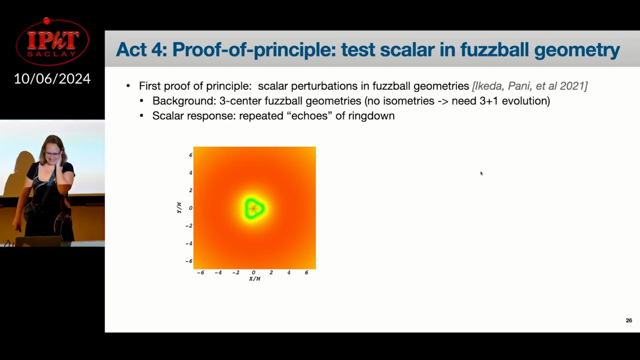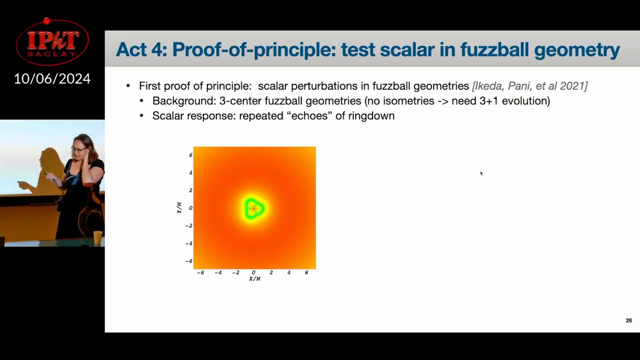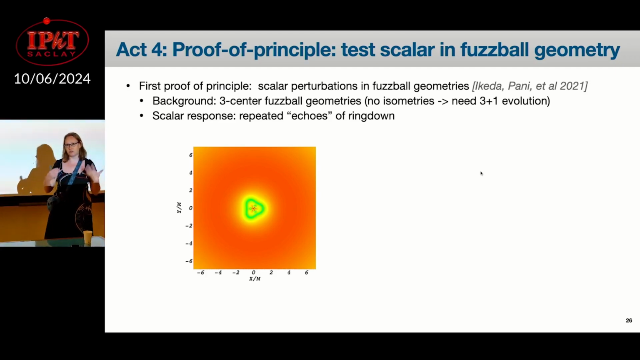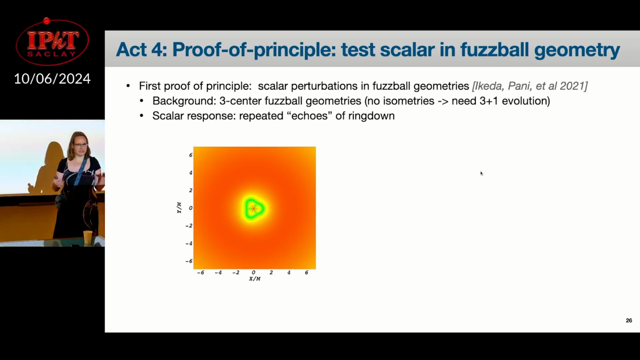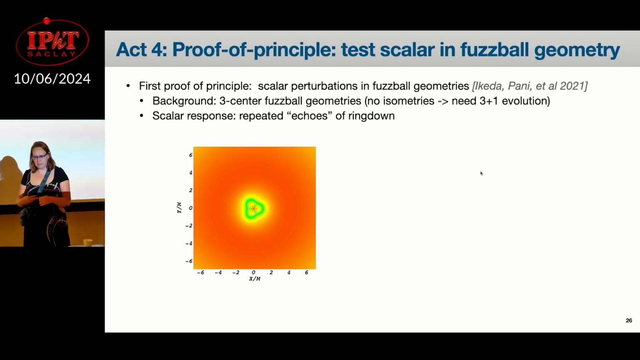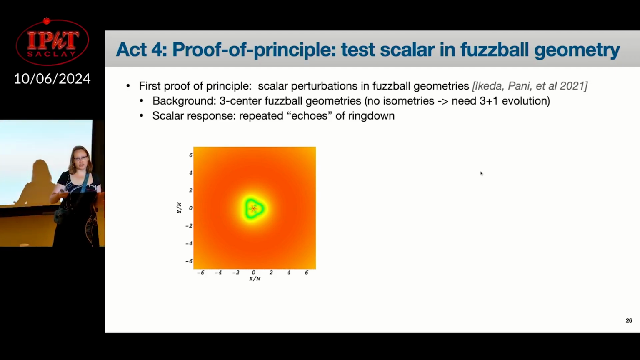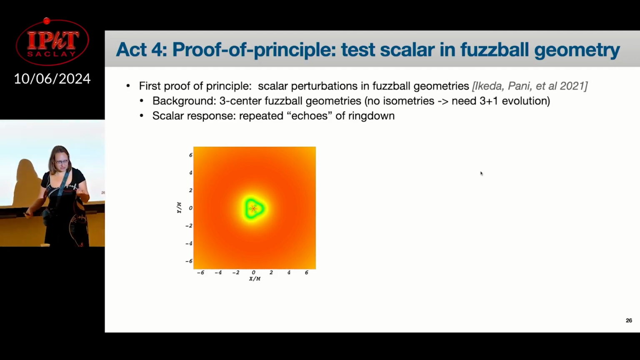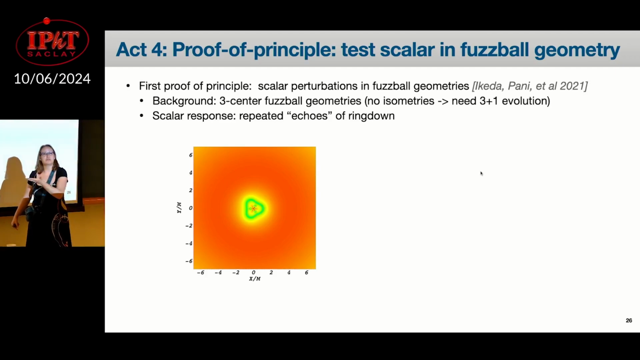Just a few words. Okay, so then I do want to advertise this because what Paolo and his collaborators have done is actually first proof of what I would call a proof of principle calculation, considering a specific set of specific fastball geometries. And what they were looking at is the evolution of a test scalar field in that fastball geometry. So think about having your background, your geometry fixed.